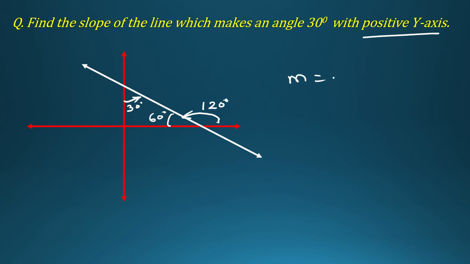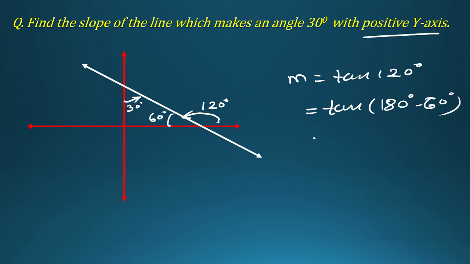So m will be equal to tan 120, and how will you find the value of tan 120? It can be written as 180 minus 60 degrees. So it is minus tan 60 degrees, and minus tan 60 degrees means minus root 3. This will be the answer. So these are the 4 cases by which you can find the slope of the line when the angle is given, maybe with respect to the x-axis or maybe with respect to the y-axis.